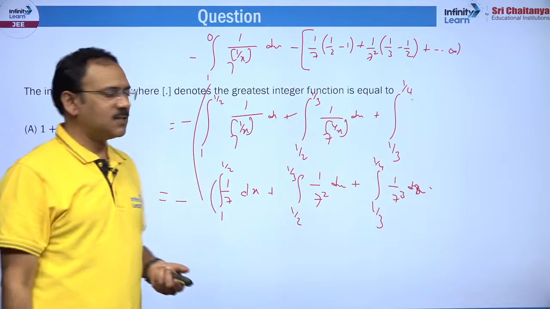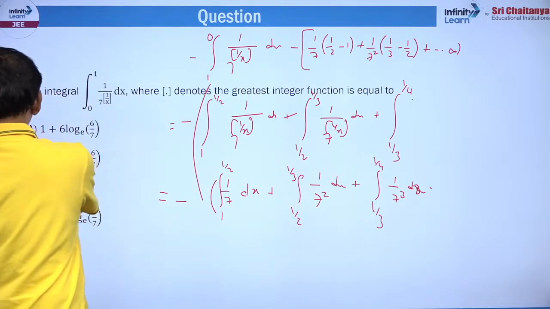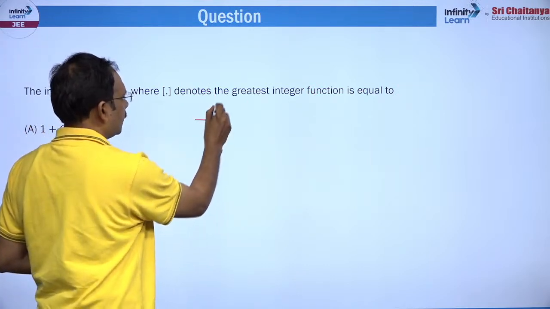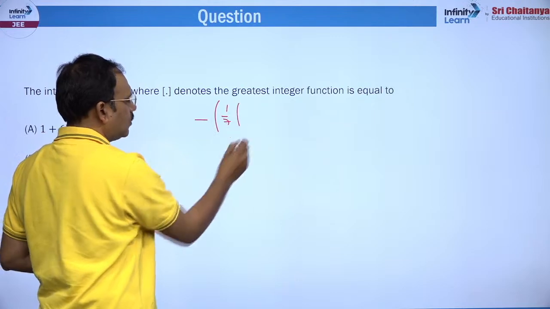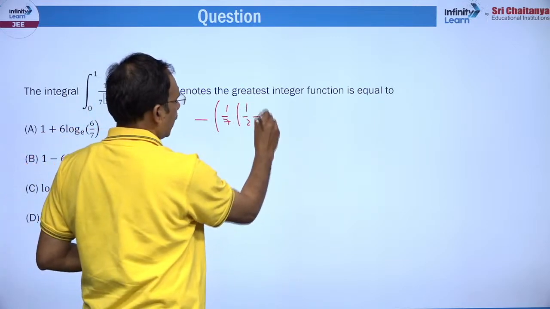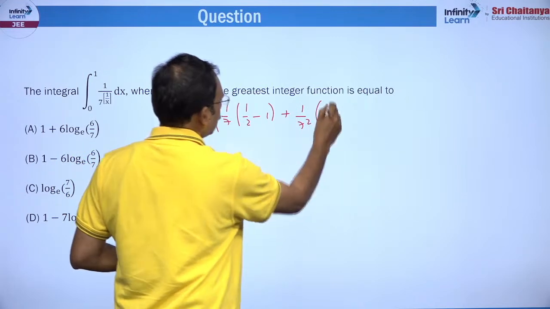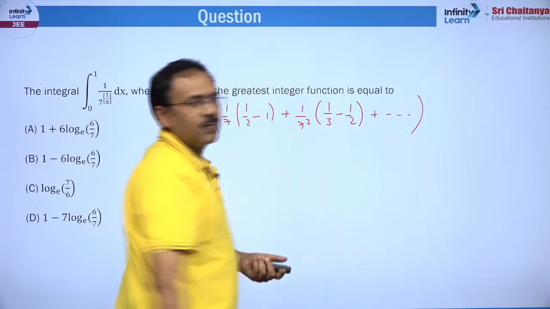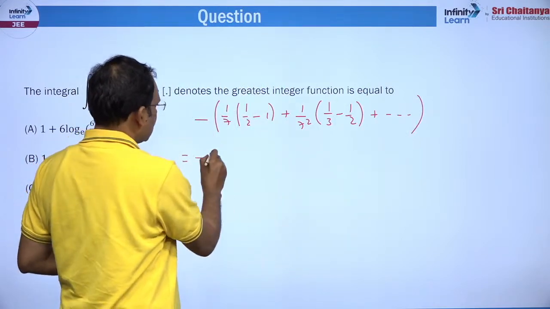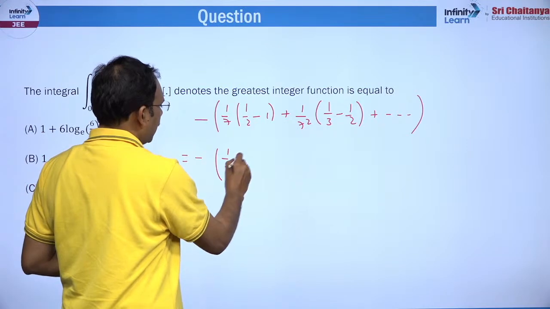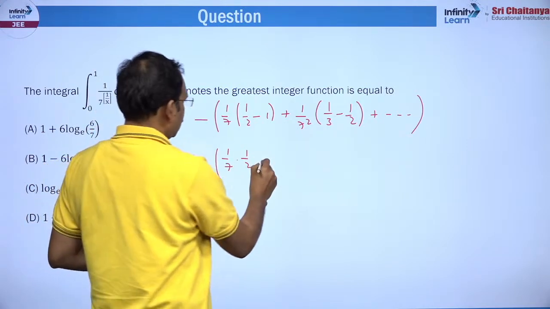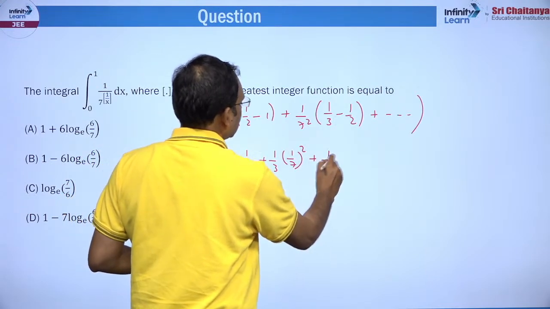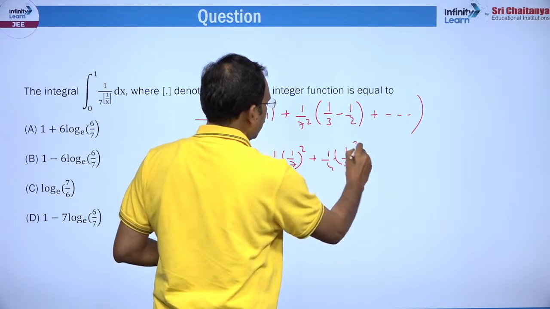Have you seen any such pattern of this kind, my dear friends? So what I can say is, you got minus of 1 by 7 into (1 by 2 minus 1) plus 1 by 7 square into (1 by 3 minus 1 by 2), like this the pattern is to be continued. Now my dear friends, you just separate here 1 by 7 into 1 by 2 plus 1 by 3 into 1 by 7 square plus 1 by 4 into 1 by 7 cube and so on.